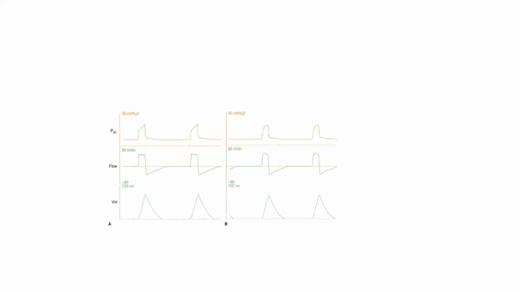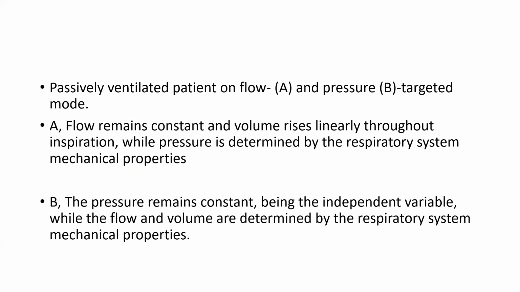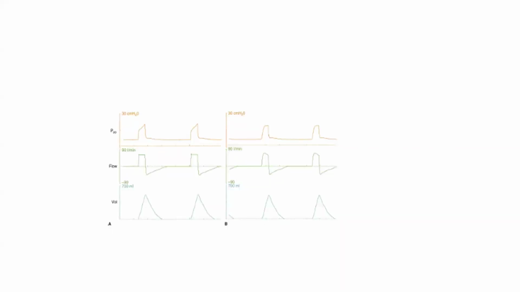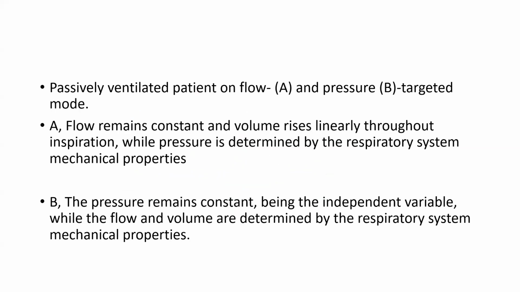So these are the schematic representations of pressure, flow, and volume curves for a passively ventilated patient on flow and pressure targeted modes. As we can see in the first diagram, the flow remains constant and the volume rises linearly throughout inspiration, and the pressure is determined by the mechanical properties of the respiratory system.